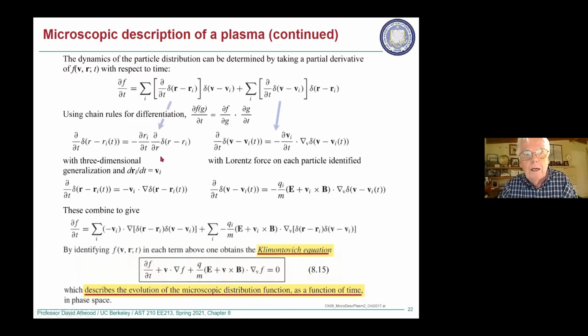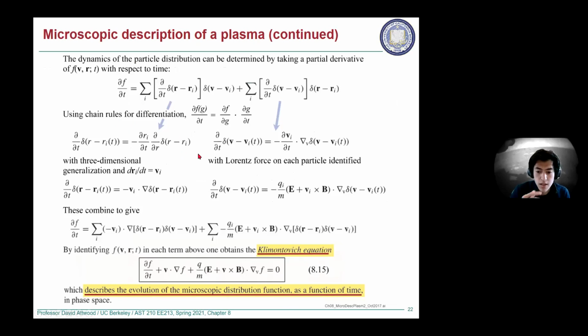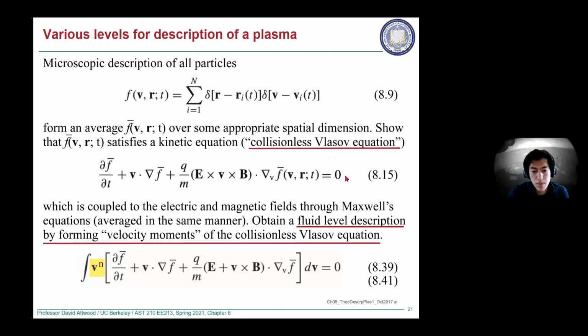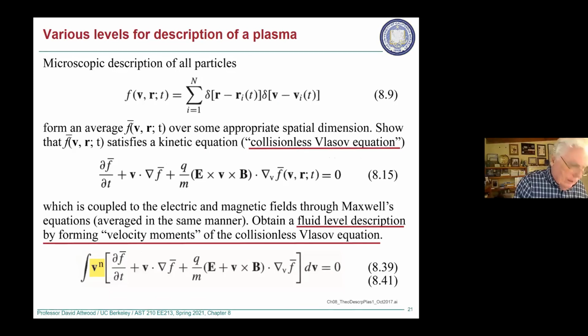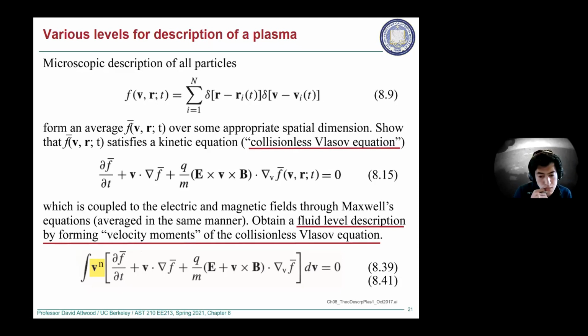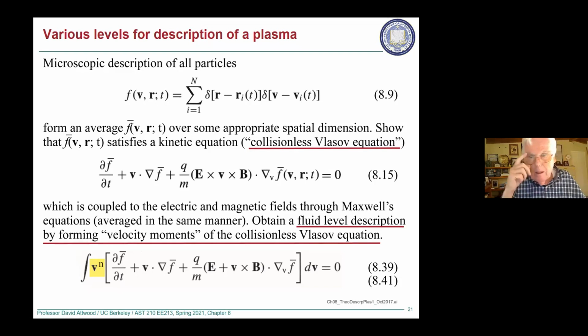So, Professor? Yeah. Really quick, there was a typo in 8.15 on the previous slide. That should be E plus V cross B, not E cross B cross B. Oh, okay, thanks. That's the third mistake we found today. What slide is that? 21. Okay, I'll probably correct all these and just repost the slides.